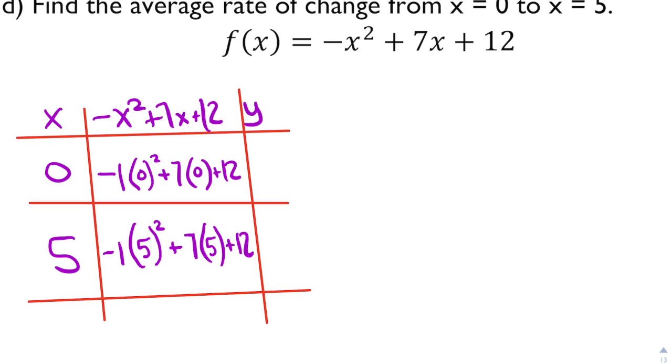Negative x squared plus 7x plus 12 and 0. Our output is 12 when it's 0 and 22. All right, and then plug that into your equation, get your answer, and then we'll talk about your assignment for the day.